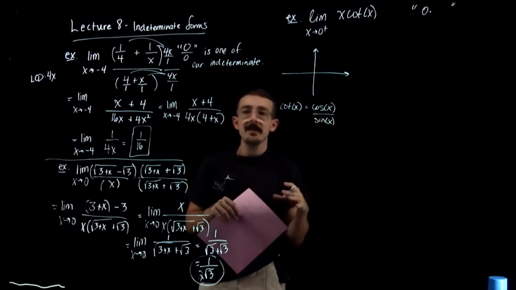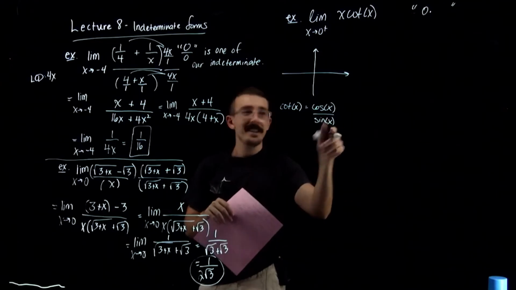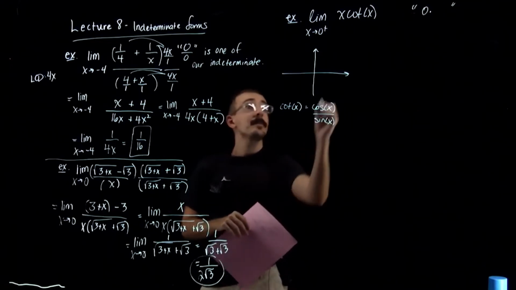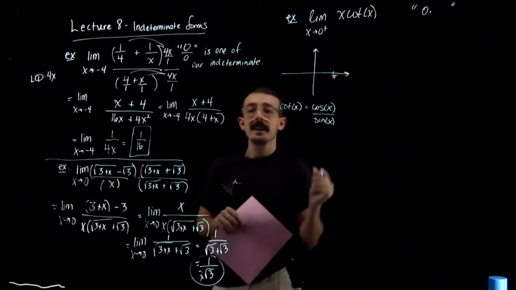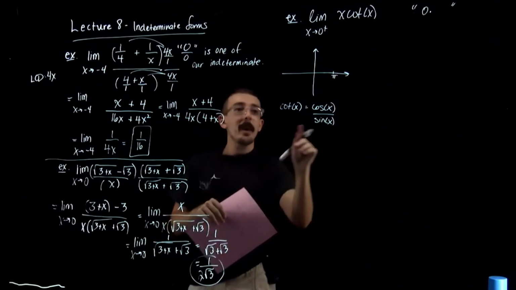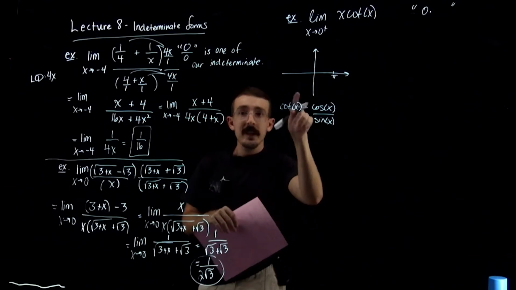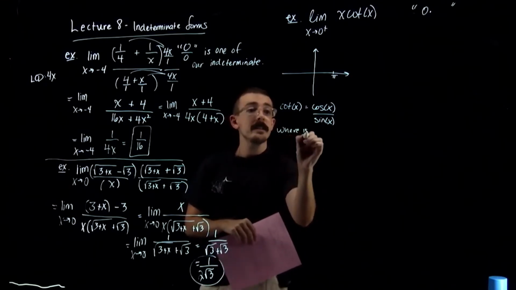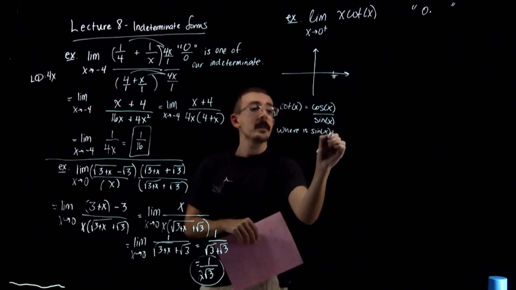It's basically like you've just flipped tangent. So then, where is it undefined? Well, not where sine is undefined. I'm sorry, I misspoke. Where is this going to be undefined? It's when sine is 0. So where is sine of x equal to 0?